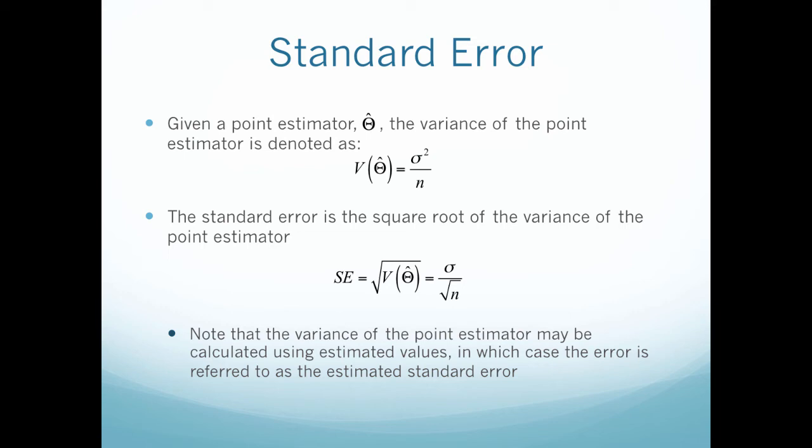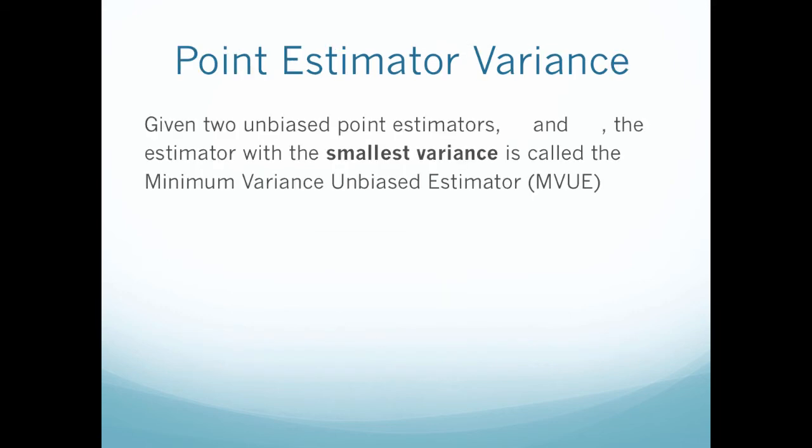This is also important because if we have multiple point estimators with different variances, then variance allows us to further characterize which one is better. So let's look into that. Given 2 unbiased point estimators, theta hat 1 and theta hat 2, the estimator with the smallest variance is called the minimum variance unbiased estimator, or the MVUE.